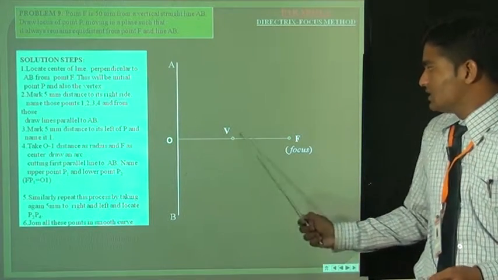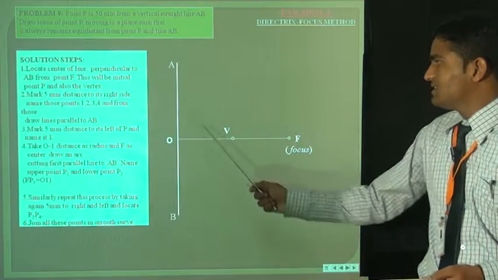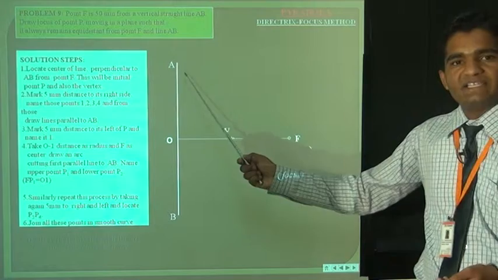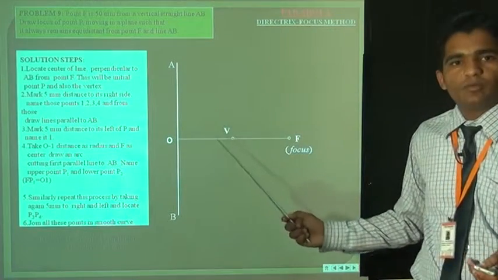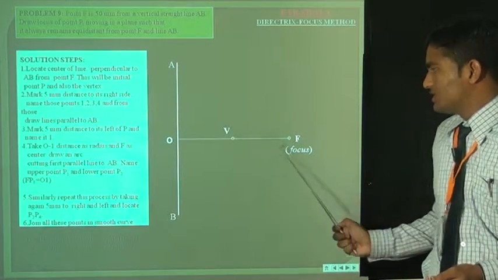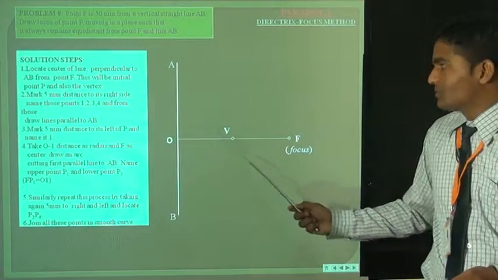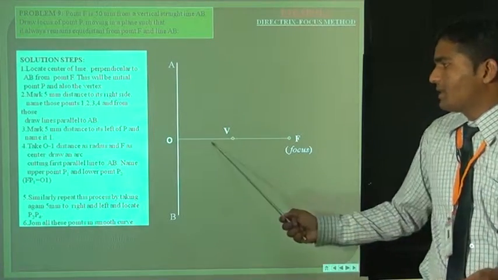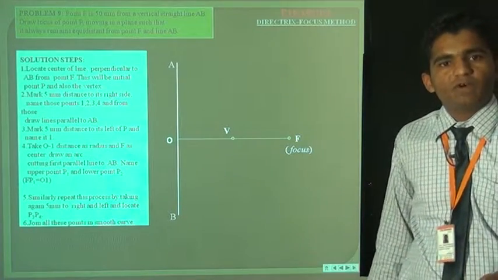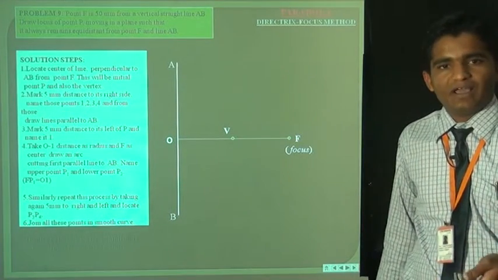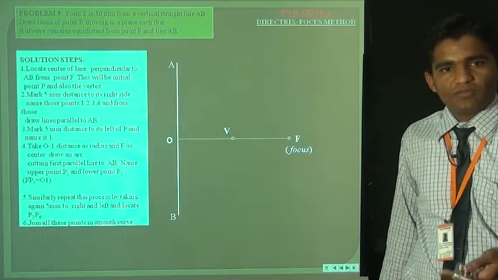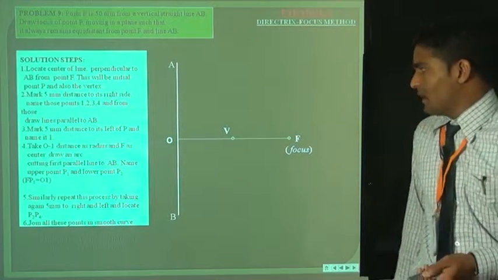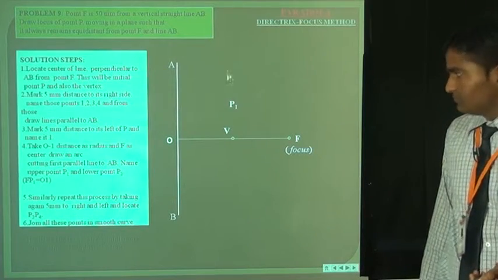This is the focus of this problem, and this is the directrix line or fixed line of this problem. So as per the eccentricity, the distance of the moving point from the focus is 25 mm, and the distance of the moving point from the directrix is 25 mm. So 25 by 25 is equal to 1, and the eccentricity of a parabola will always remain constant and equal to 1.